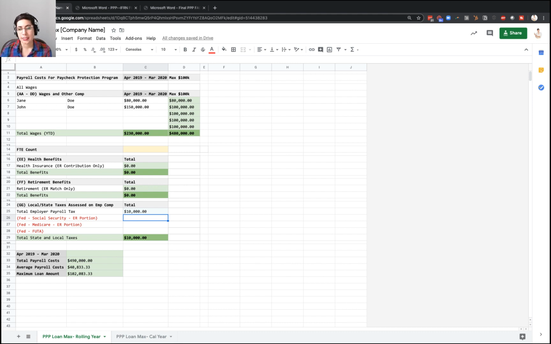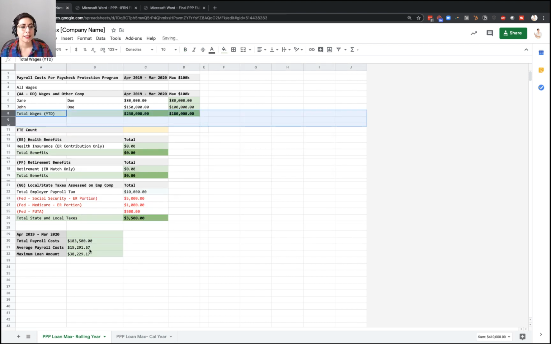So I'm going to take, let's just make some numbers up, $5,000 for Social Security, $1,000 for Medicare, and then $500 for FUTA. And you'll see that that number adjusts. That's because this cell is taking the total employer minus the Social Security, minus the Medicare, minus the FUTA. And I'm going to go ahead and delete some lines. And you'll see here that it auto adjusts.